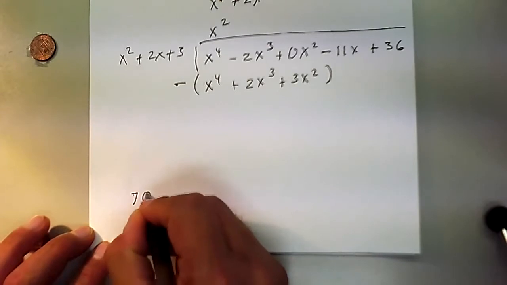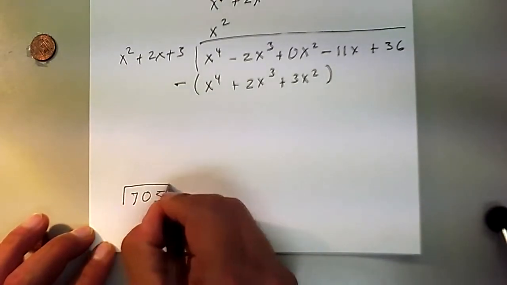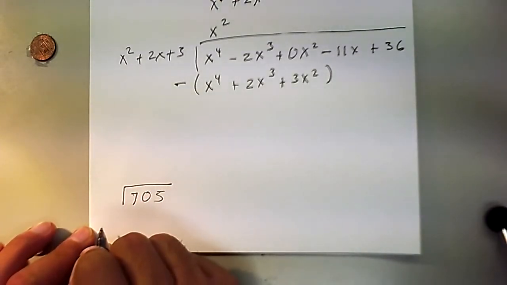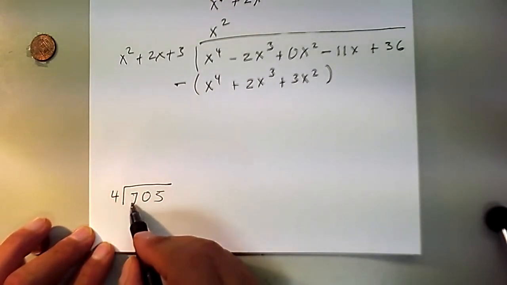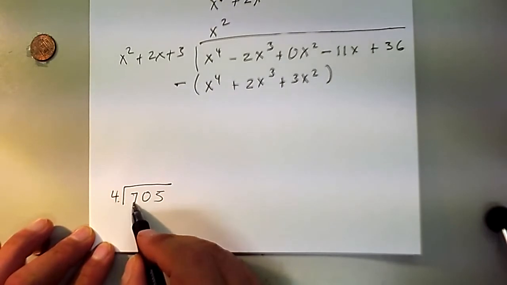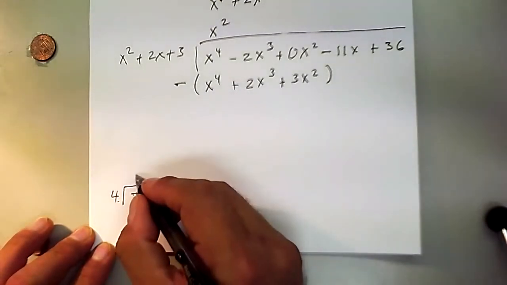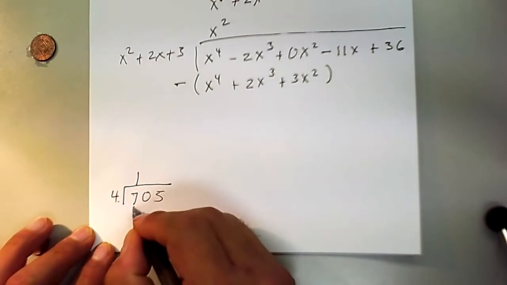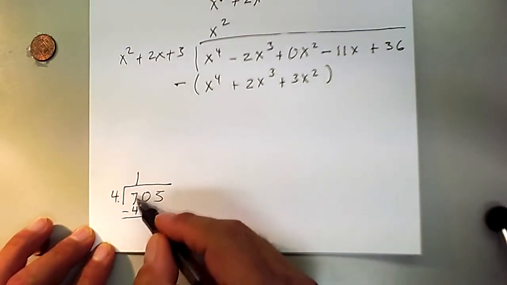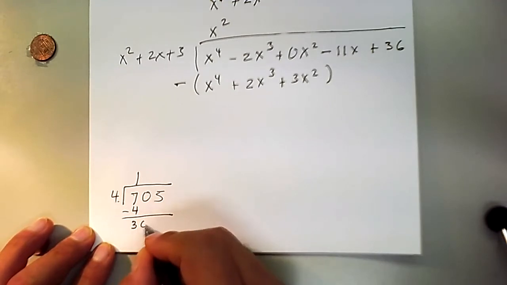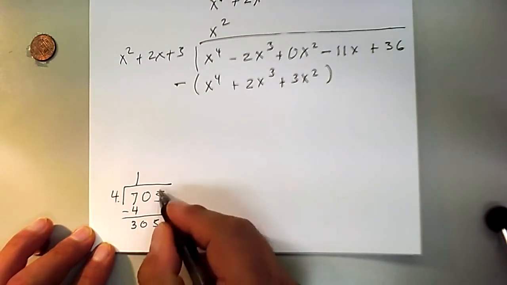Let's say you have 705, and we want to divide this by, I don't know, 4. Okay, so how do we do that? Figure out how many times 4 fits into 7. Well, it is 1 time. And then we multiply and we get 4. And then we subtract. 1 times 4 is 4, and then subtract, you get 305.